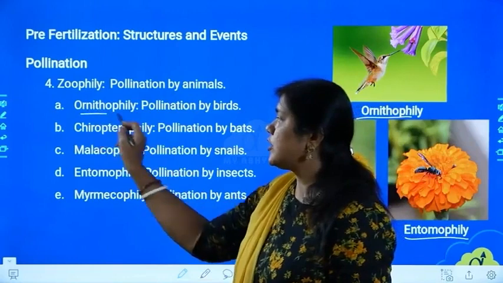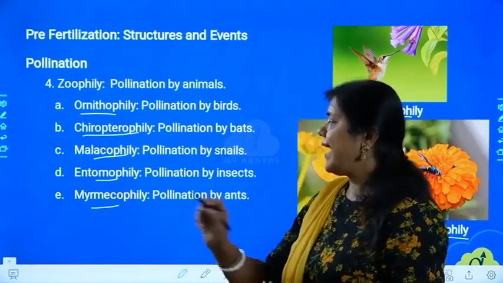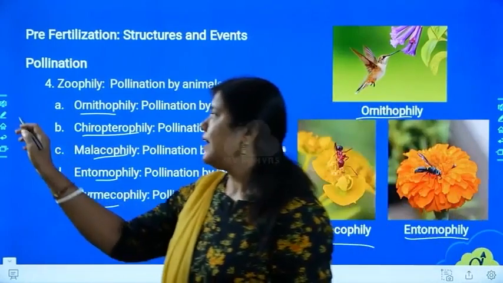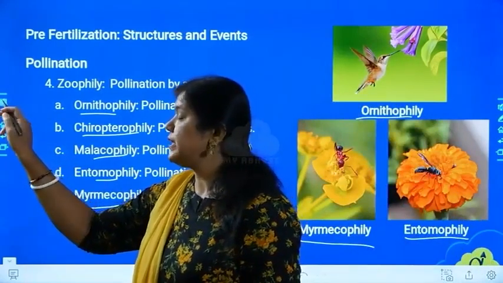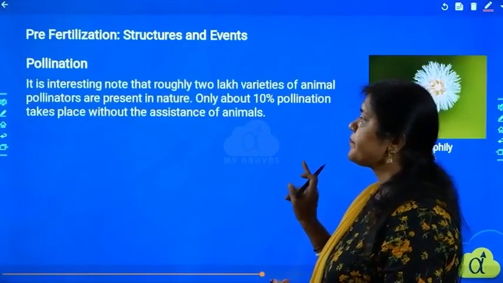So what we have learned: ornithophily, chiropterophily, malacophily, entomophily and myrmecophily. These are the names which are given for the zoophilies, different characteristics, different varieties. Okay, let us see the next one.